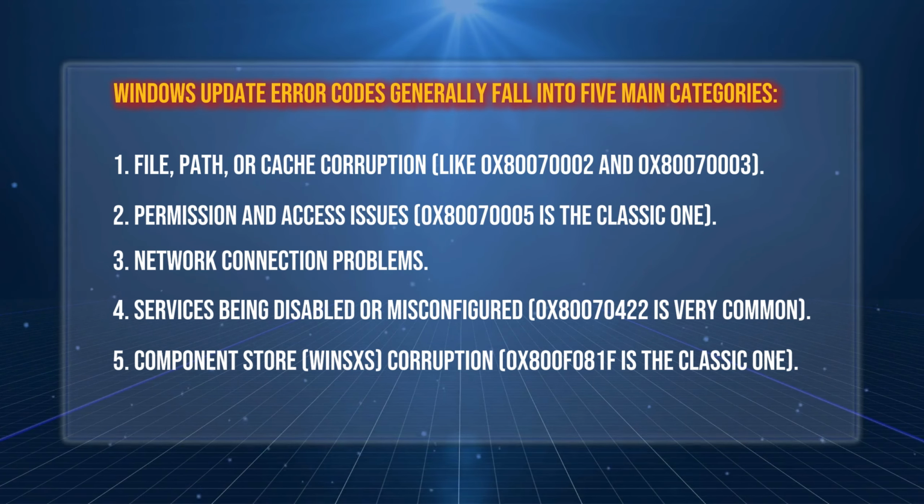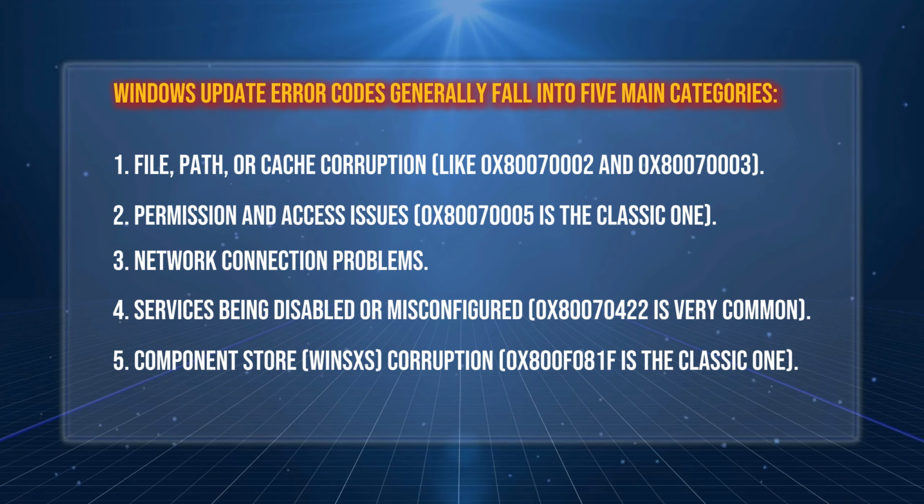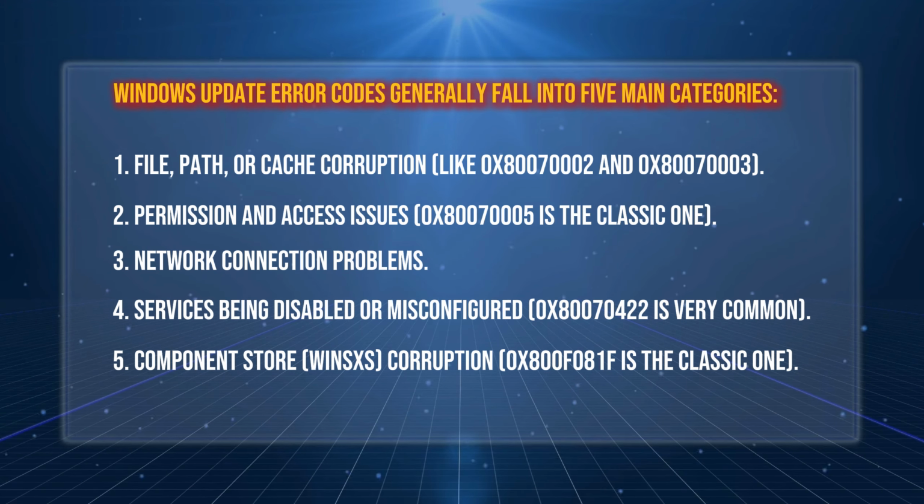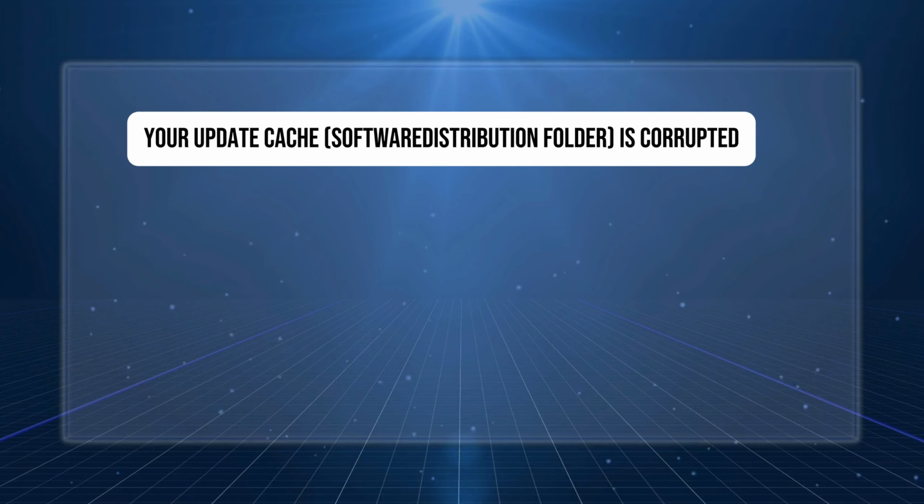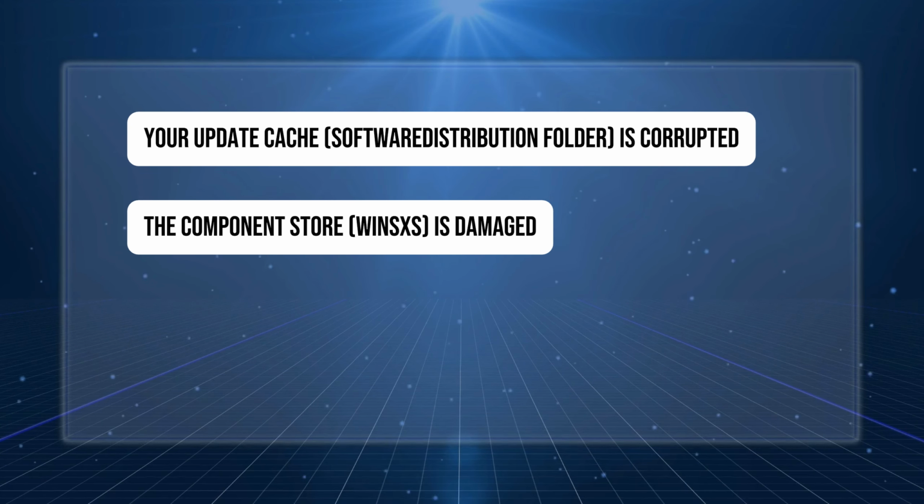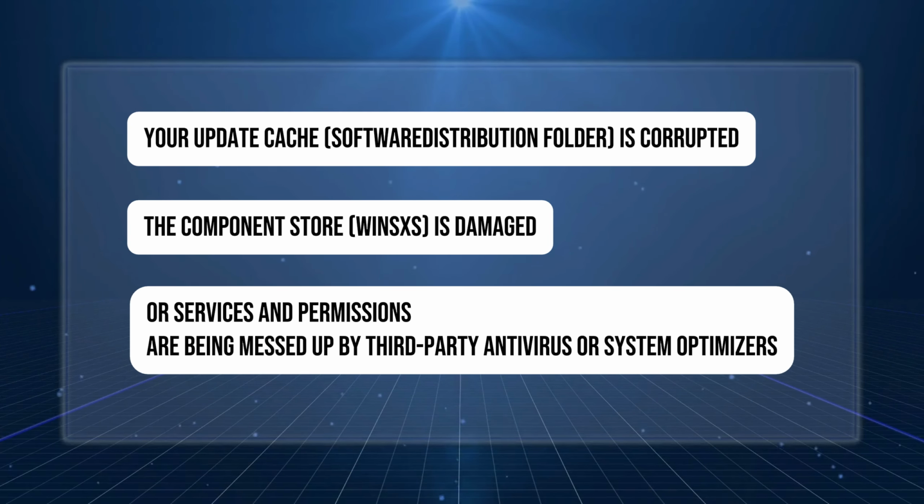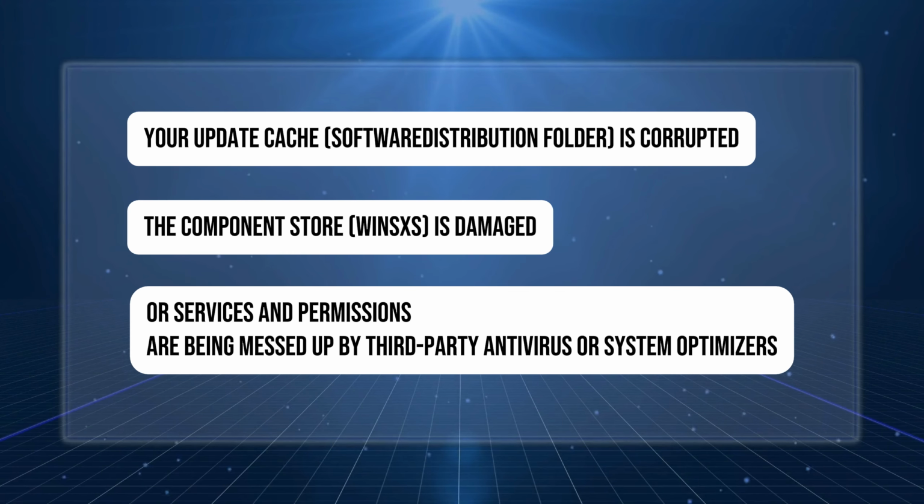Windows Update error codes generally fall into 5 main categories. The most frequent root causes boil down to just 3 things. Your update cache, the SoftwareDistribution folder, is corrupted. The component store, WinSxS, is damaged. Or services and permissions are being messed up by third-party antivirus or system optimizers. That's why the fix approach is pretty much the same every time.